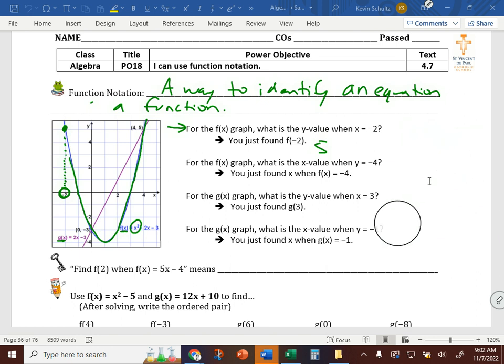So what we just found is called finding f of negative 2. We took the x value negative 2, looked at the f of x equation, and we found the y value of that given x.